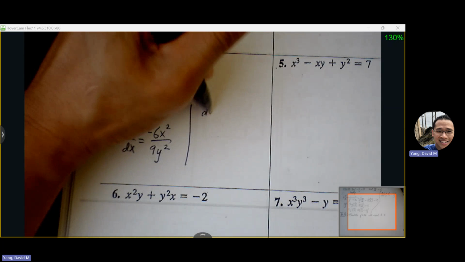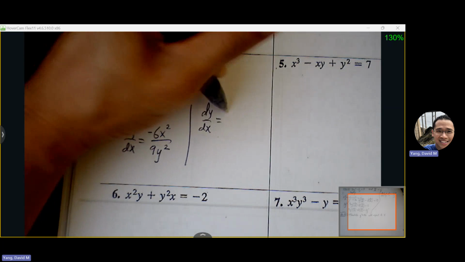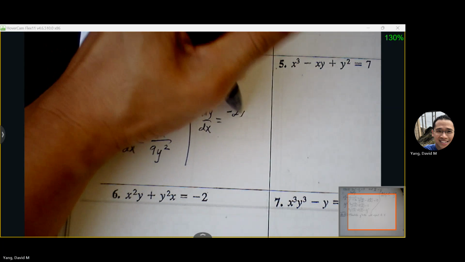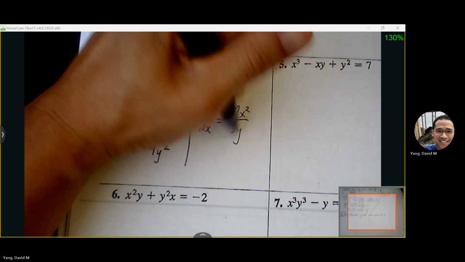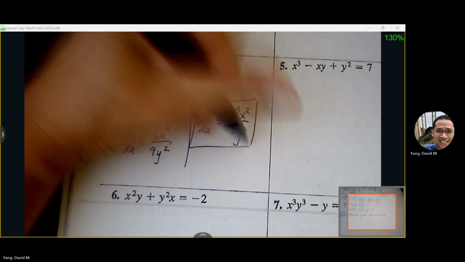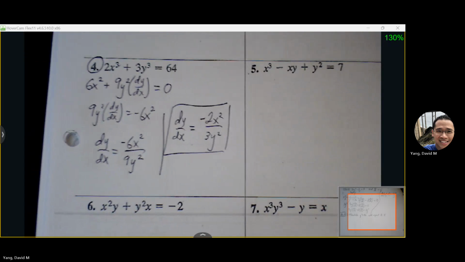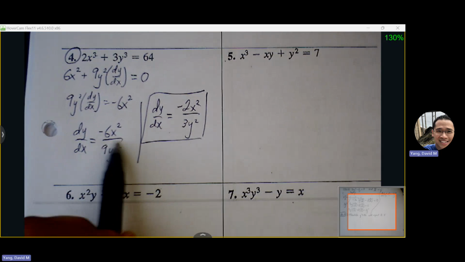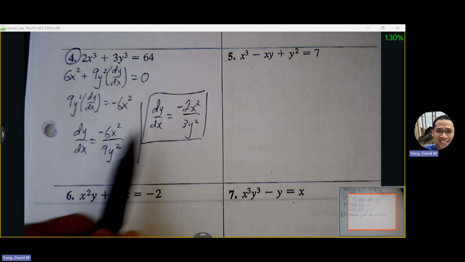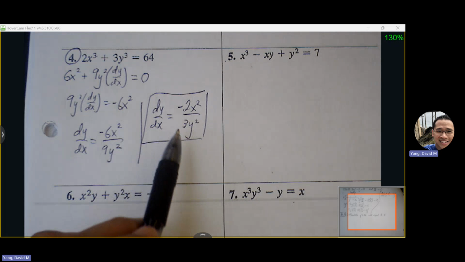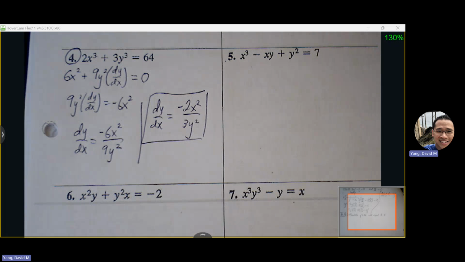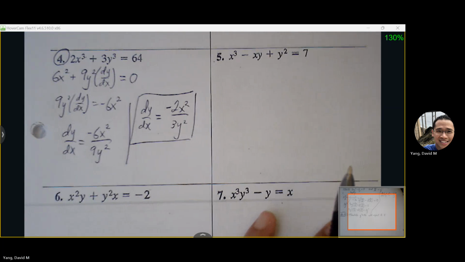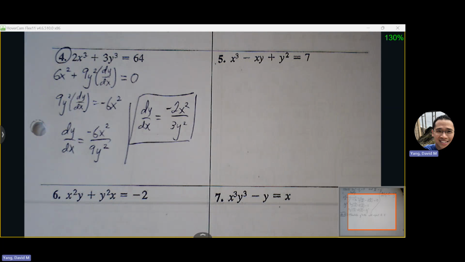Again, I say you don't have to reduce, but I'm just going to reduce it. Even though I will accept this answer, I do want us to practice reducing it just for multiple choice matching purposes. All right, are we good with 4? All right, number 5.